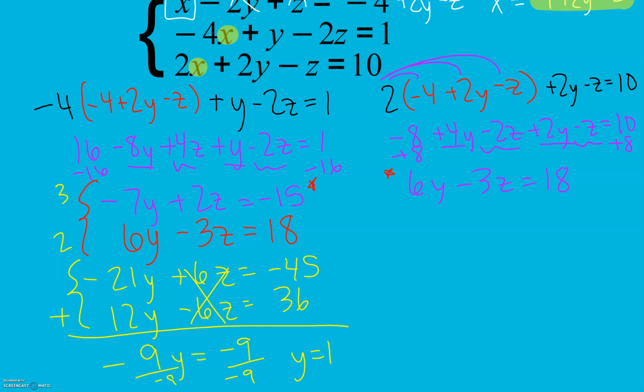Once I know what one variable is, I can work backwards to find the others. So I know y is 1 here. So I get 6 minus 3z equals 18. Subtract 6 and divide, and z is going to be negative 4.